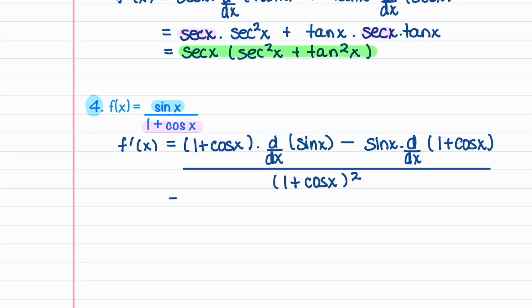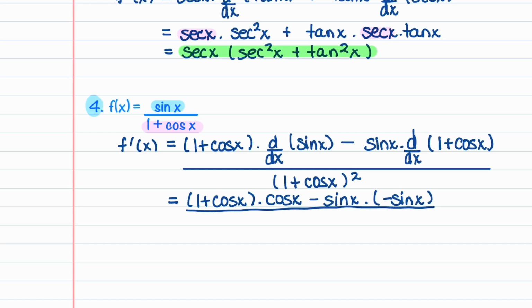Let's now go ahead and simplify this. This is 1 plus cosine x. The derivative of sine x is cosine x. And then we subtract off sine x times the derivative of 1 plus cosine x, which is just minus sine x. And all of this is divided by 1 plus cosine x quantity squared.